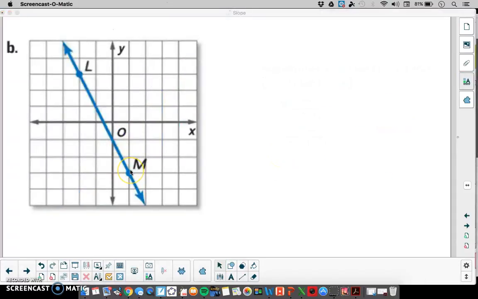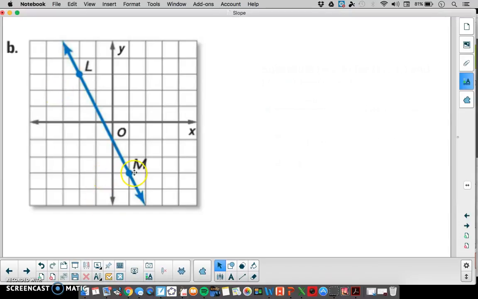On this example, I am going to calculate slope by counting on my graph my rise and my run from M to L. So on M, I'm going to count to the left 3, so that's a run of negative 3. And then I'm going to rise positive 6. So my rise is 6, my run is negative 3. 6 divided by negative 3 should give me a negative 2.